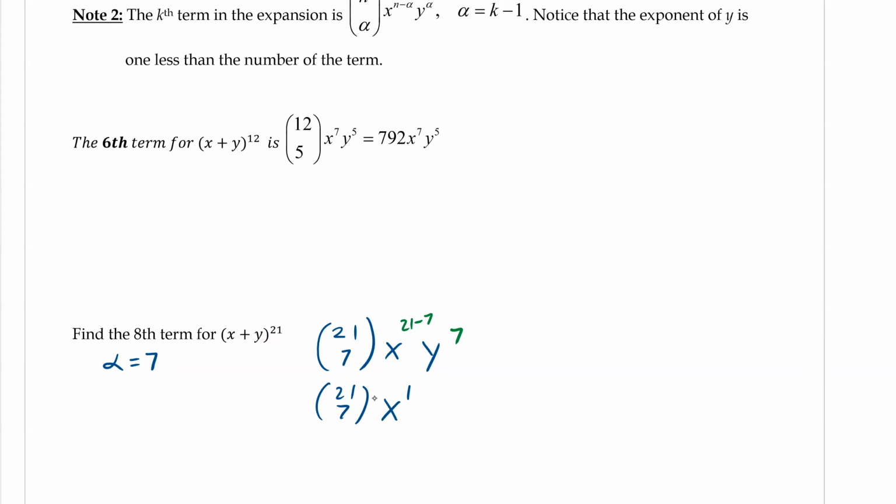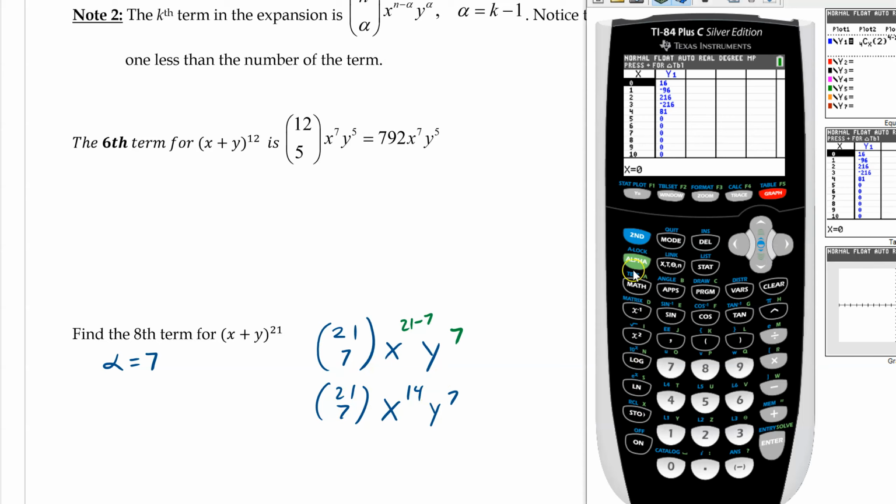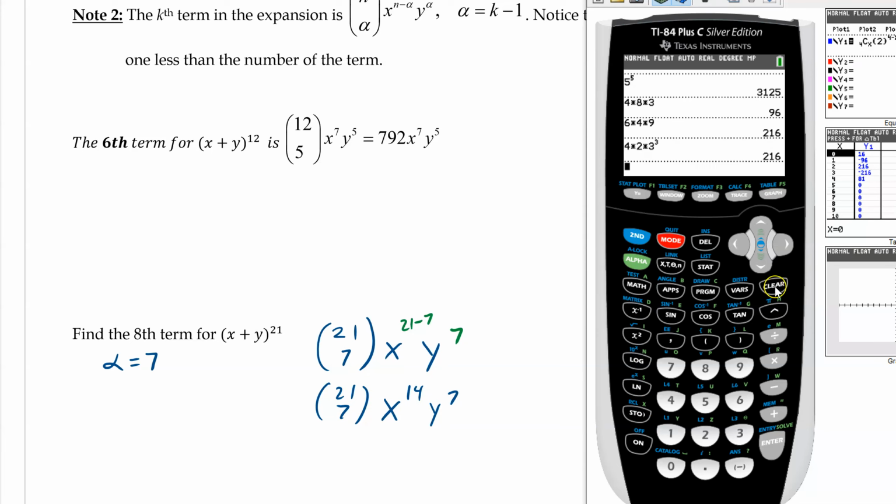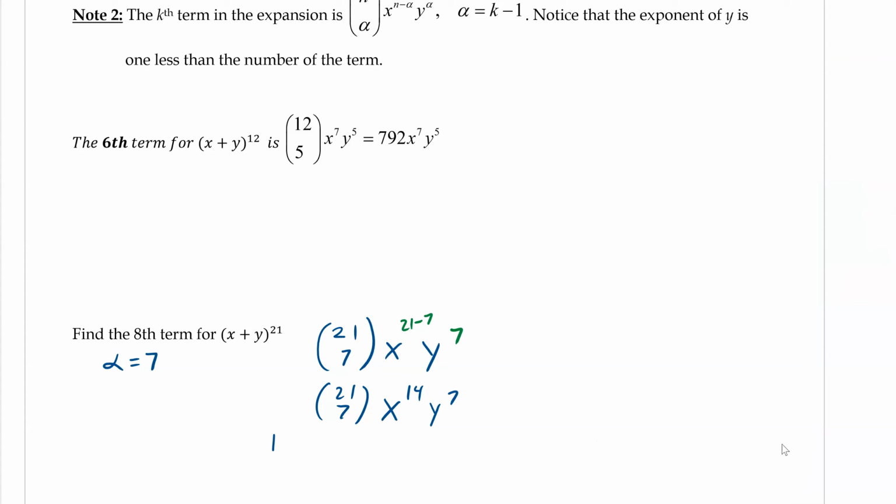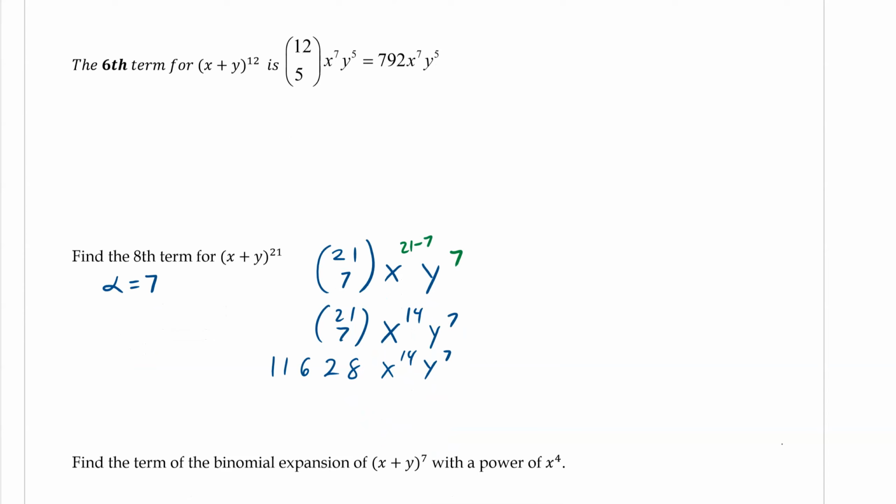and then this is x to the 14, and y to the 7. You can see 14 plus 7, they make 21. So now all we have to do is 21 choose 7 in our calculator. So remember, it's math. Scroll to the left to probability, number 3, 21, scroll over, put a 7, and there is our coefficient. So 116280, x to the 14, y to the 7. And that would be our 8th term moving into our binomial.